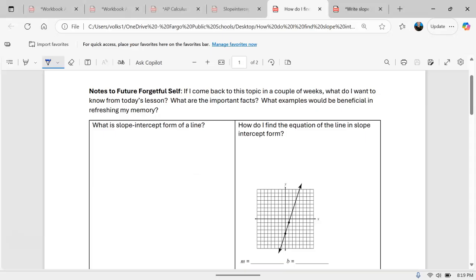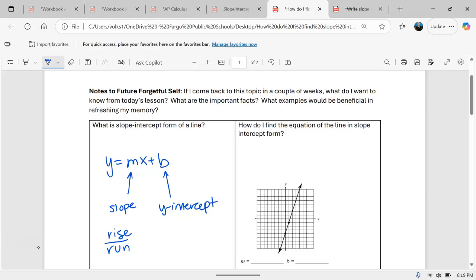It says, what is slope-intercept form of a line? So that's y equals mx plus b. Again, the m represents the slope or the steepness of your line that's found by doing rise over run. The b value is your y-intercept. So that's where the line crosses the y-axis. The coordinates of that point are (0, b).